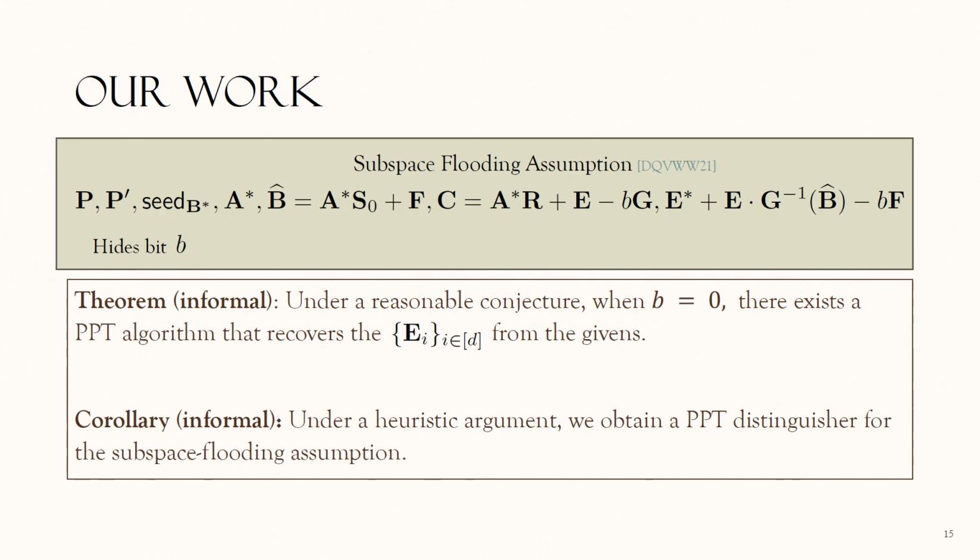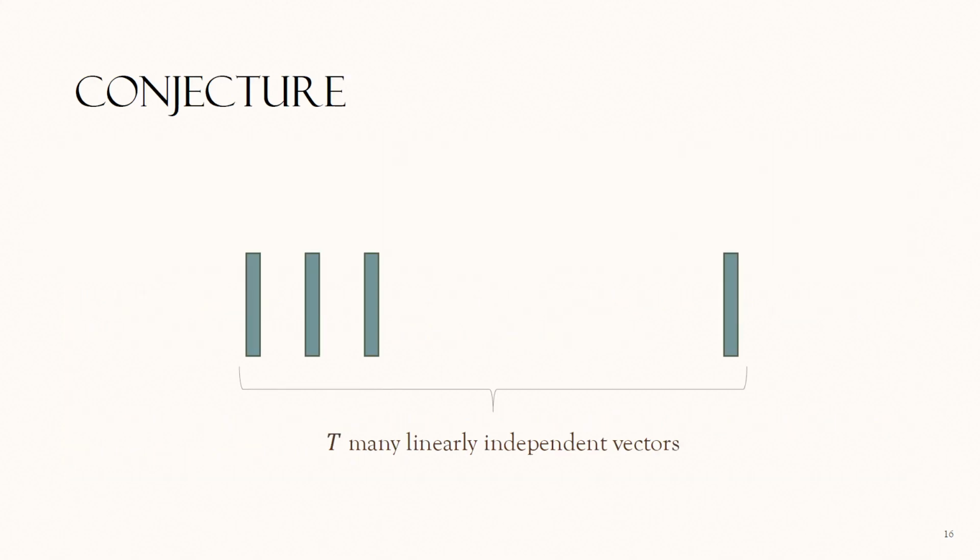So what does our work do? Our work shows the following theorem, informally. Under reasonable conjecture, when the bit is equal to 0, there actually exists a full break where there's a PPT algorithm that recovers all the errors EI from the seed. And as a corollary, under heuristic argument, we obtain a PPT distinguisher for the subspace flooding assumption. And let me describe to you what the conjecture is.